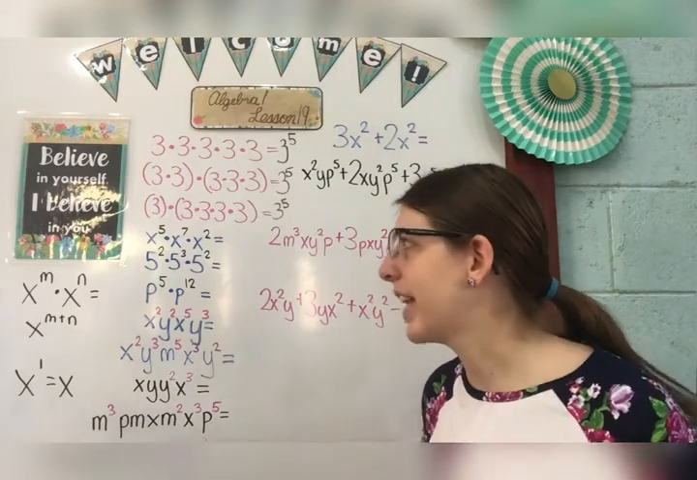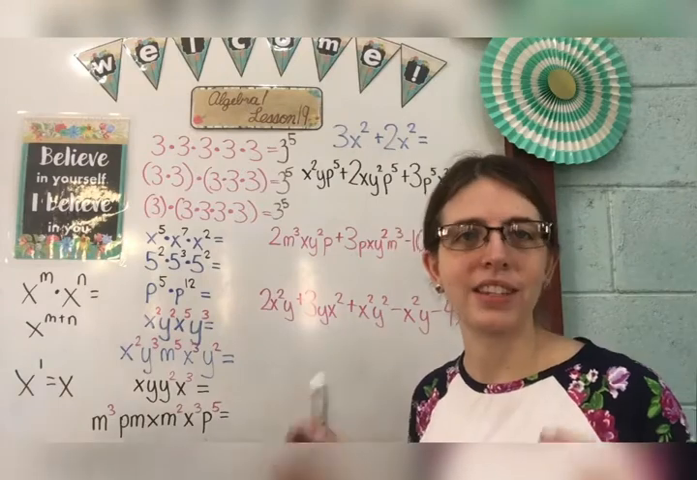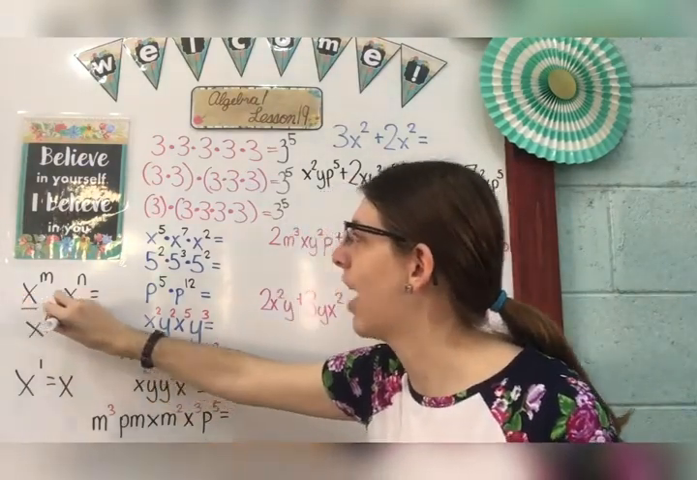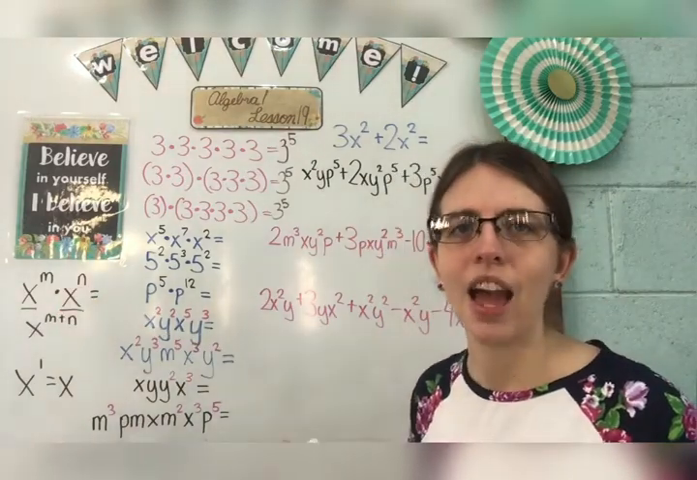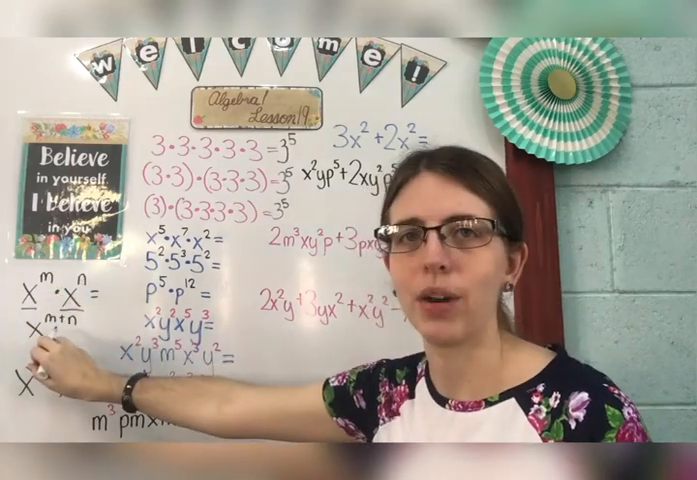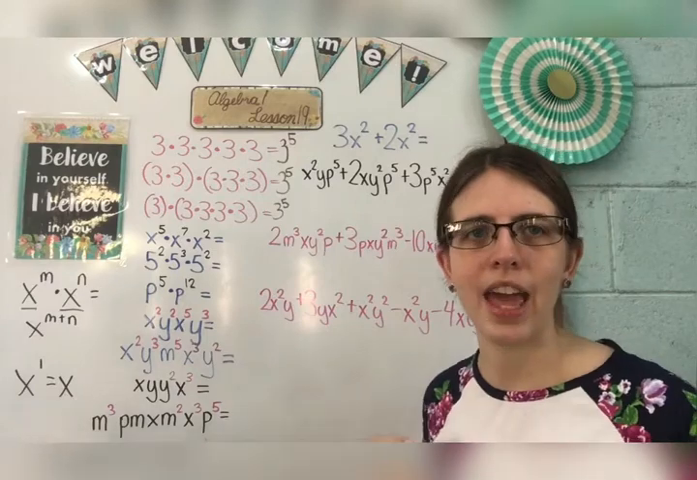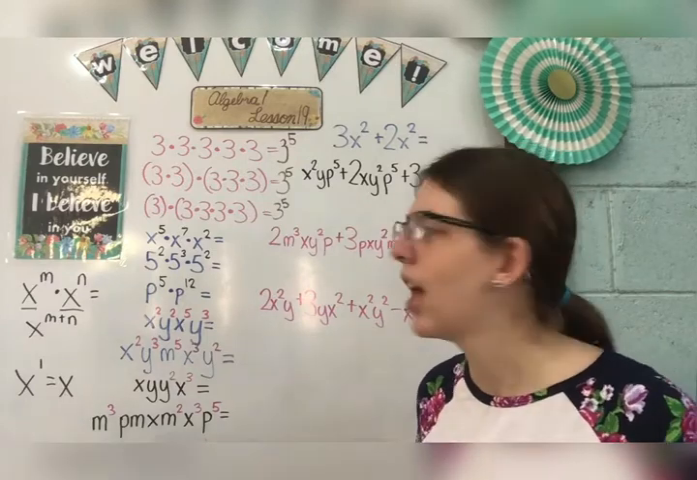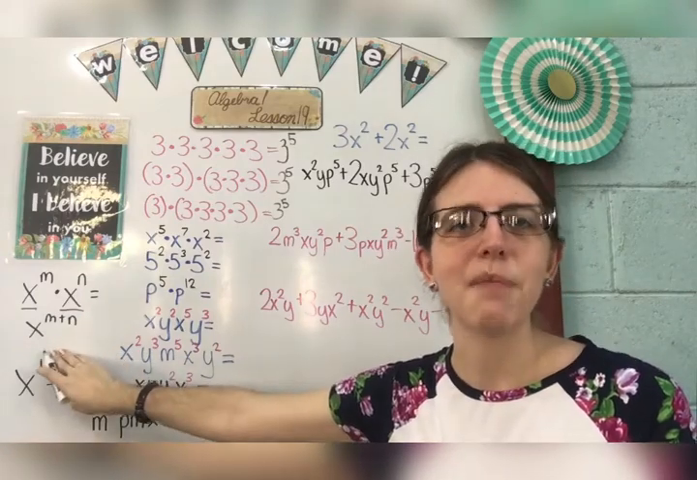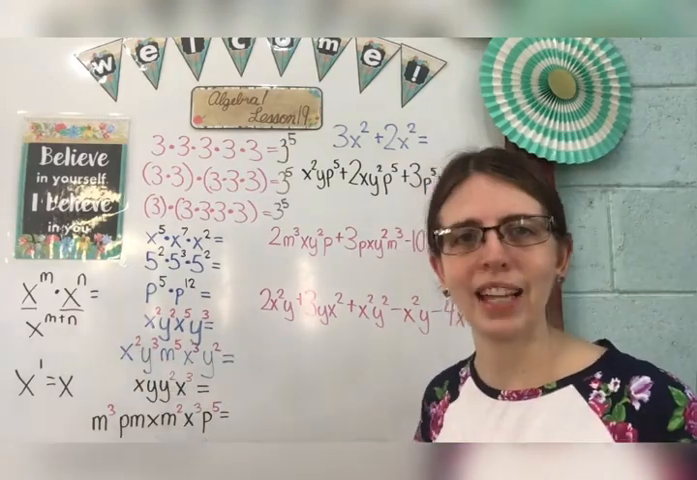From this, I can get a rule that when I am multiplying numbers with the same base, so their base has to be the same, just like I have an x here, an x here, the same base, then all I have to do to solve that is add their exponents. So x^m times x^n, m and n representing whole numbers, all I need to do is add m plus n and keep my base of x. So whatever my base is stays the same, I just add the exponents.